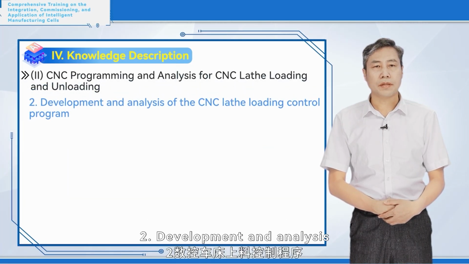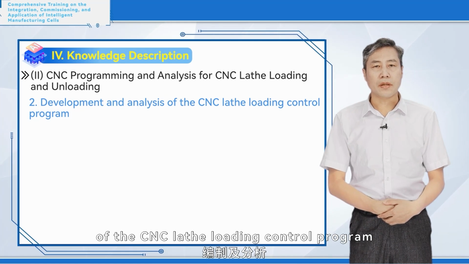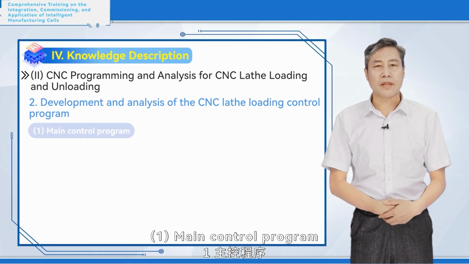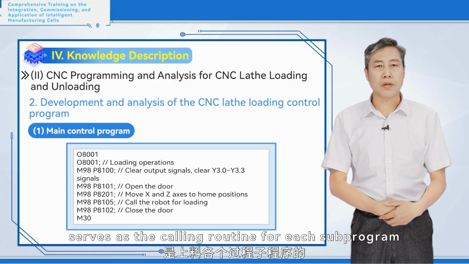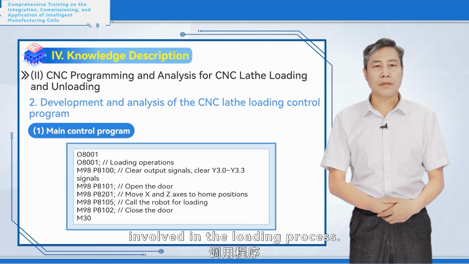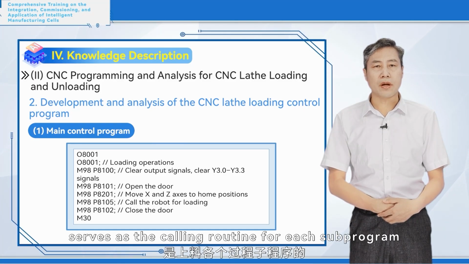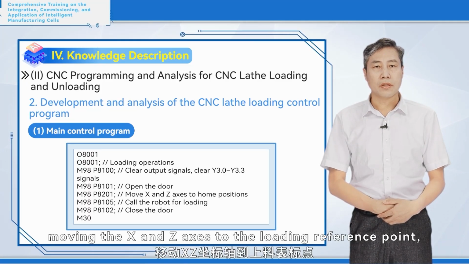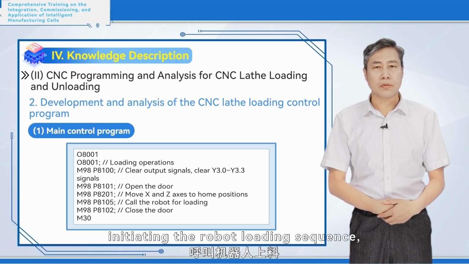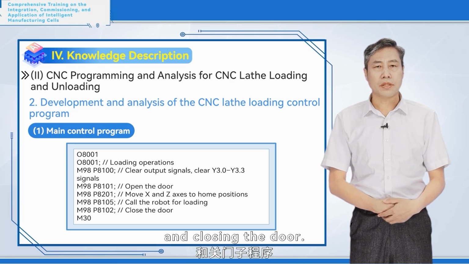2. Development and analysis of the CNC lathe loading control program. 1. Main control program. The main control program serves as the calling routine for each subprogram involved in the loading process. It includes subprogram calls for clearing output signals, opening the door, moving the X and Z axis to the loading reference point, initiating the robot loading sequence, and closing the door.